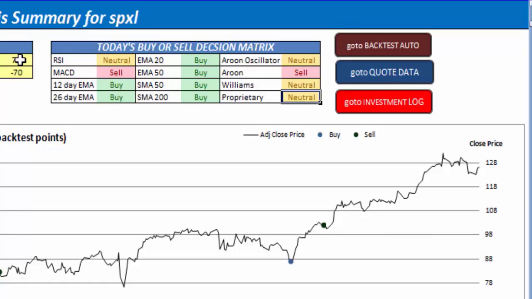Anything above 70 is a sell, anything below minus 70 is a buy. You could change those, it'll determine whether this is a sell or buy. Proprietary saying is neutral, which means it's not triggering a buy or sell at this current time.